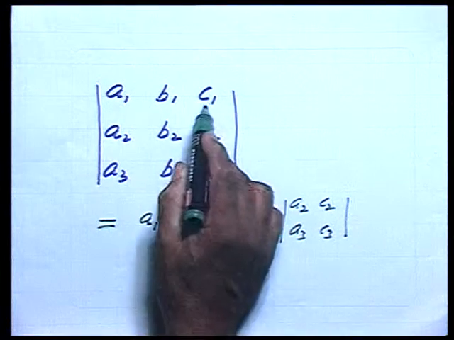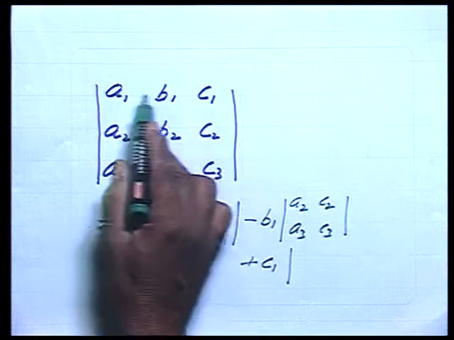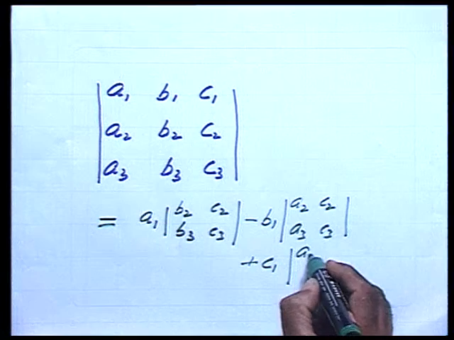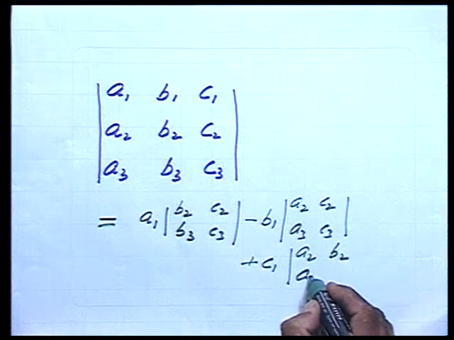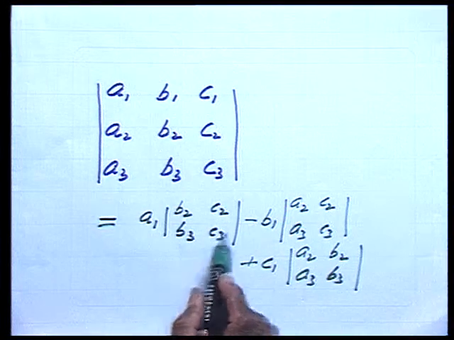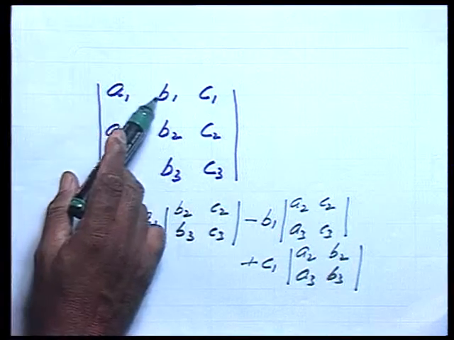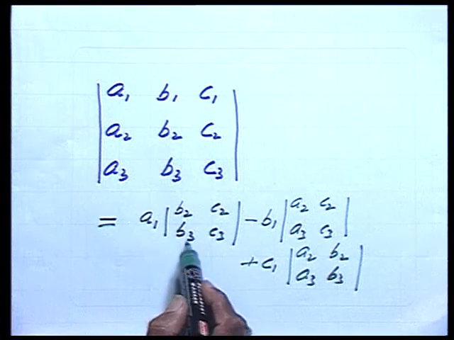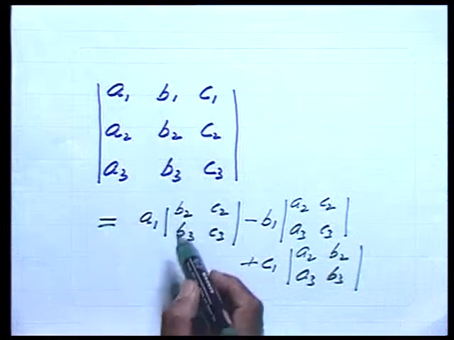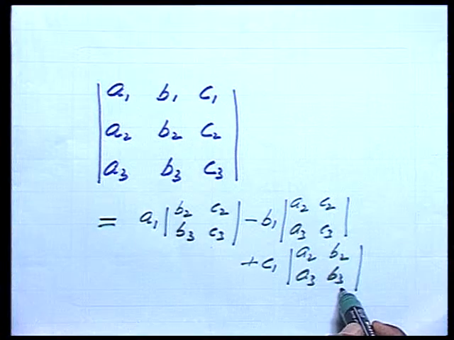And what was for C 1? We wrote down C 1 into, leave this column and leave this row, and the remaining determinant of order 2 is A 2, B 2, A 3, B 3. Now, these determinants that we are getting from this main determinant with respect to the elements of this row are known as the minors of these elements. With respect to these elements, we are getting this, this and this as 3 respective minors.